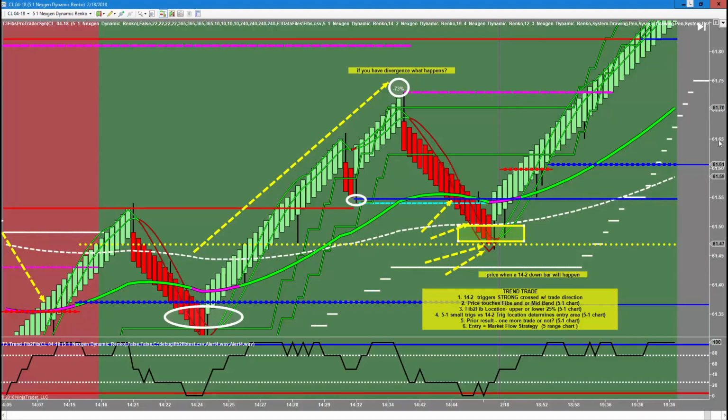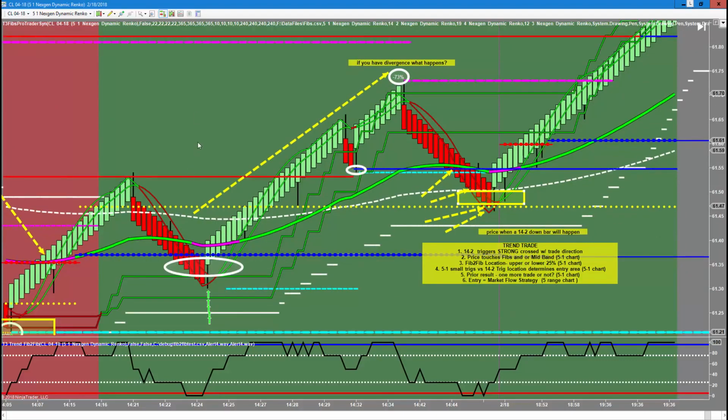Can I ask you guys a question? Look right here. Is there any divergence on this pivot right here? I'll put a big square on it. No divergence. What happens next? Pretty good money trend trade long.